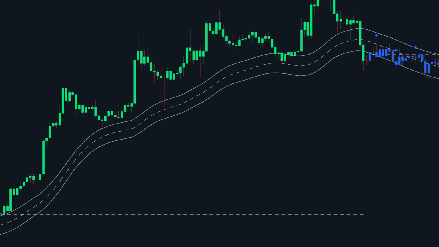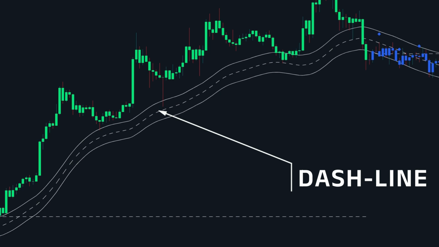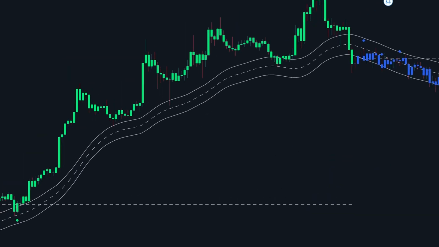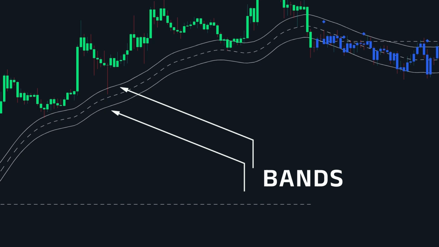The dashed line running through the middle acts like the current center of gravity for the price. The solid bands above and below it show us how far the price is stretching away from the average.